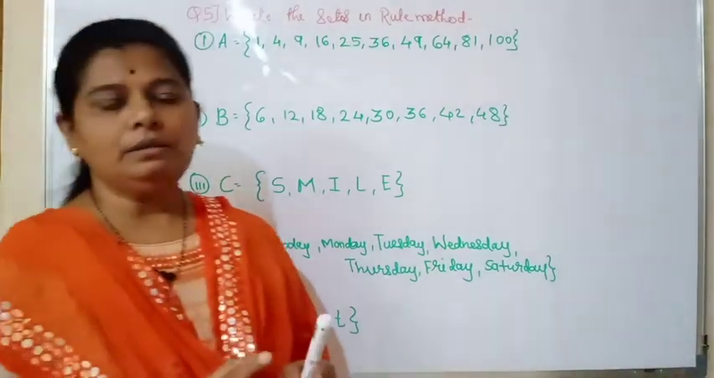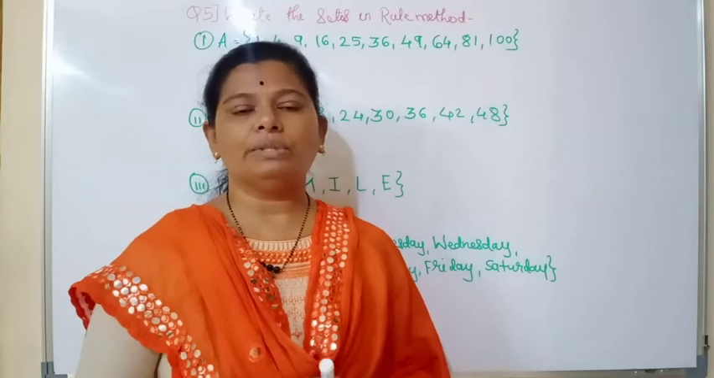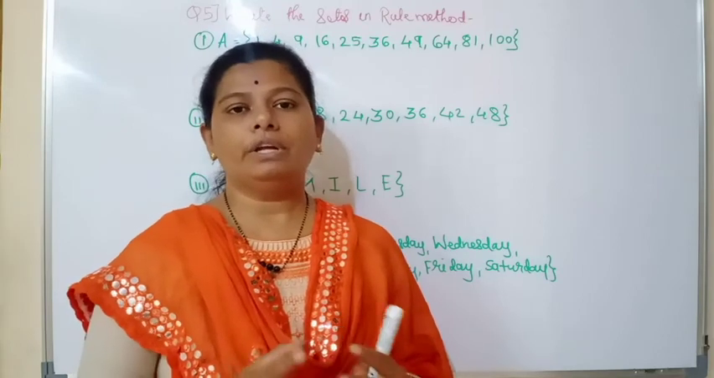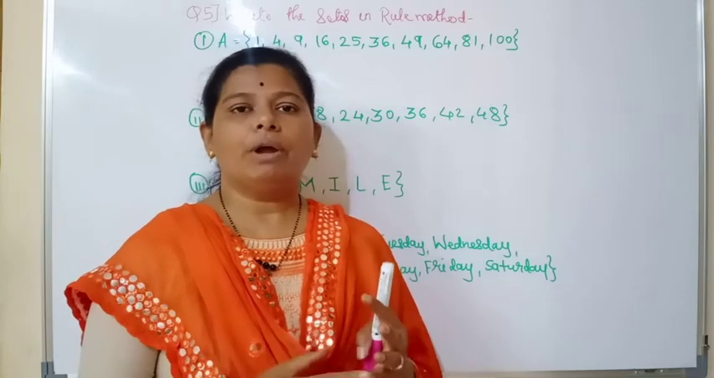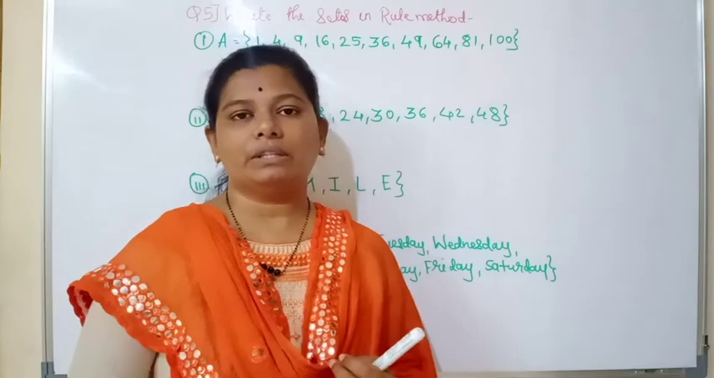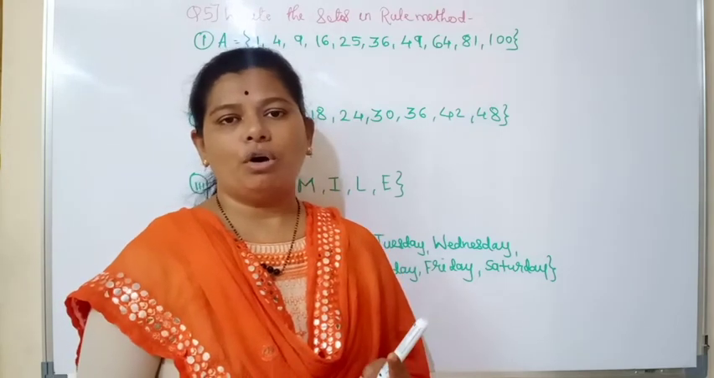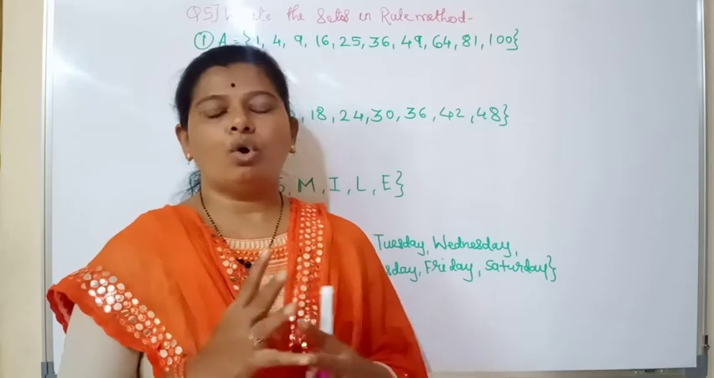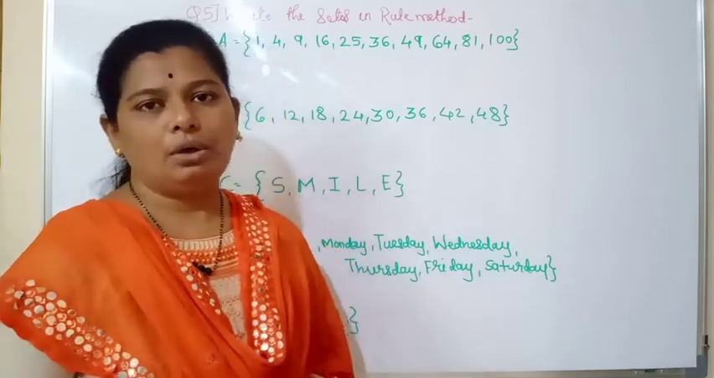While writing a set in a rule method, the first thing we have to do is observe if the numbers are given to us. We have to observe the numbers properly. We have to identify those numbers, whether they are natural numbers, squares, cubes, whatever is there, prime number, odd number, even number. We have to observe those numbers properly, and then we have to write a set in a rule method.